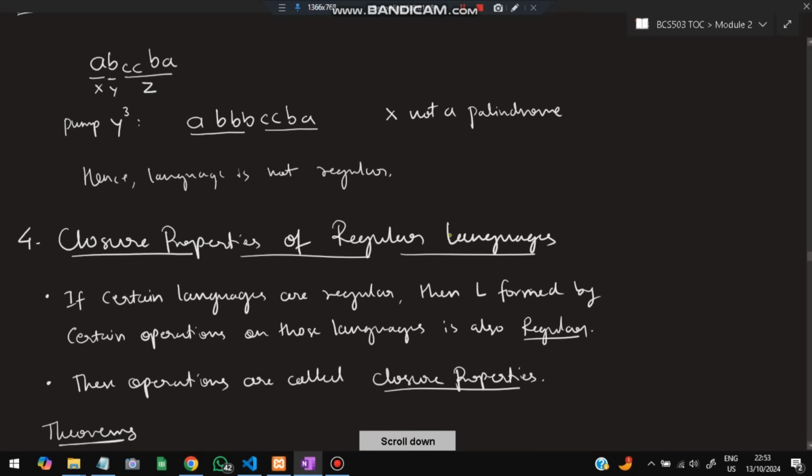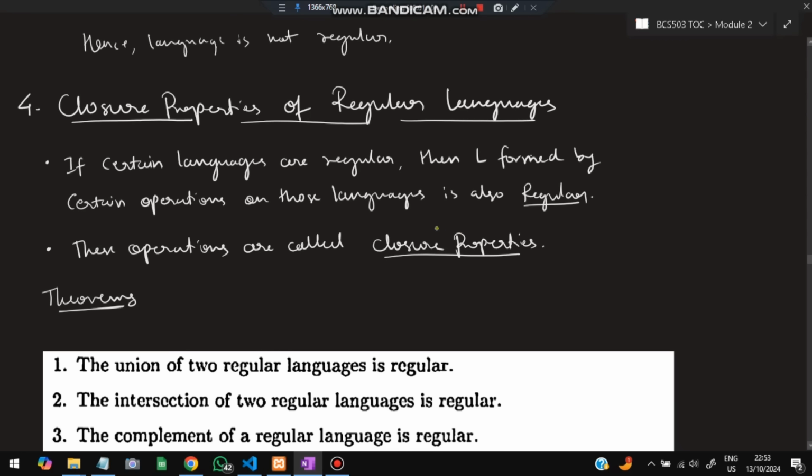Moving on to the third topic, which is closure properties of regular languages. What do you mean by closure property? If certain languages are regular, say L1, L2, L3 are regular languages, then a language L formed by certain operations on those languages is also regular.